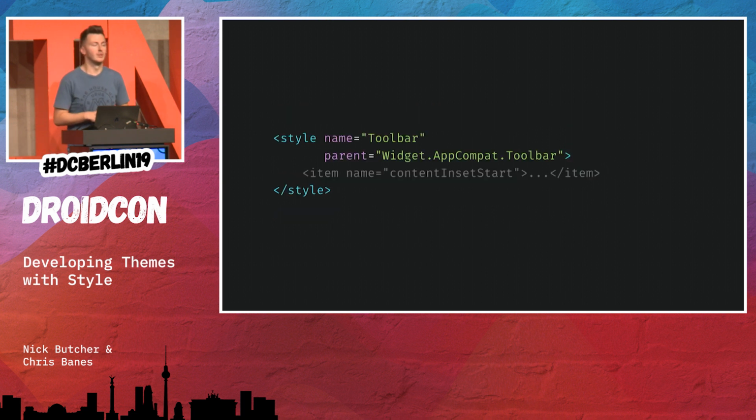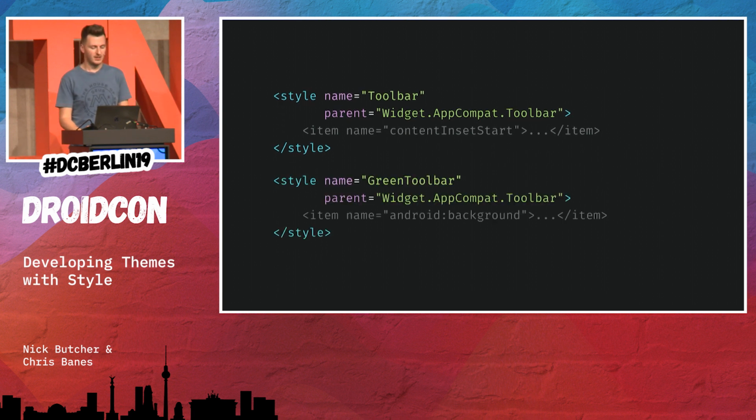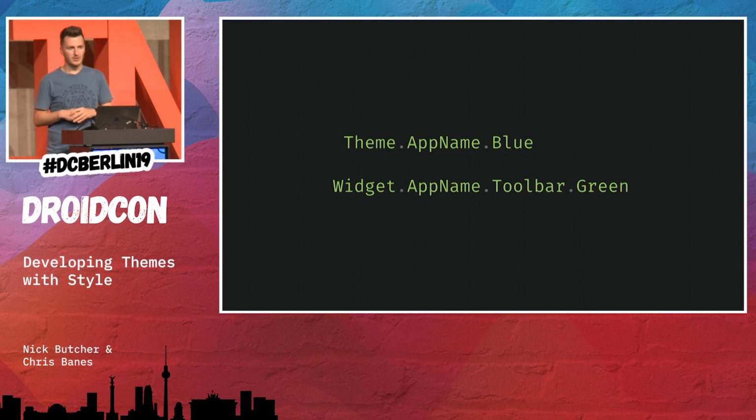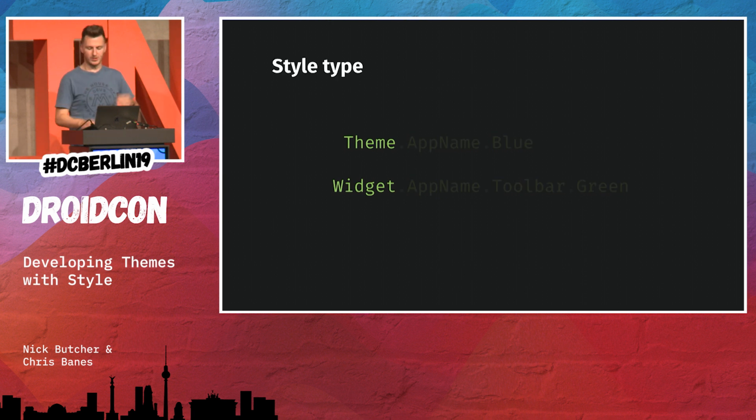Same thing happens with toolbar and widget styles. So here you have toolbar, which is the style that we've created, and then we're going to have green toolbar. Now again, we should change the name to be widget.appname.toolbar, and then again the green variant. And that implicit inheritance again helps you read what the name is and what the actual hierarchy is just from the name.